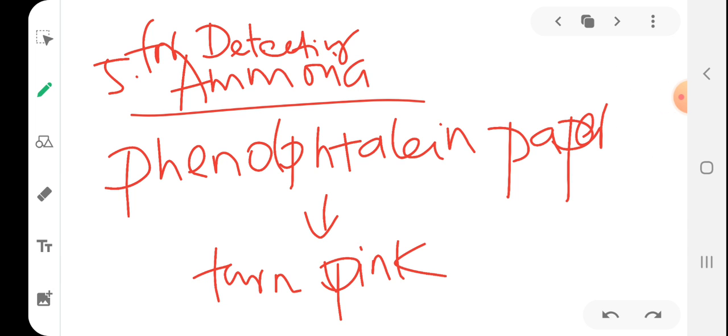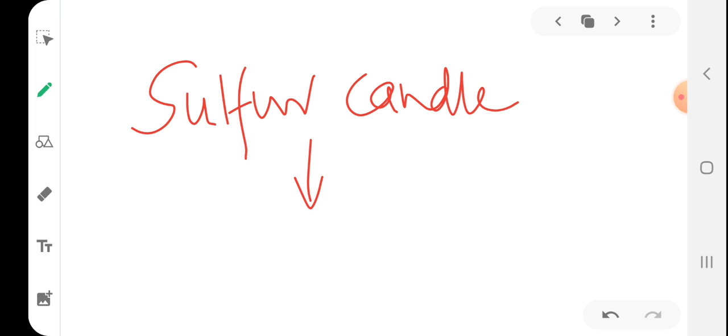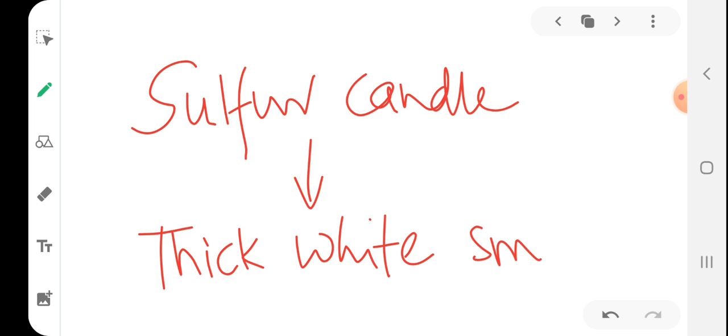Another method is by using a lighted sulfur candle, which will give a thick white smoke when it encounters the ammonia gas. Okay. So another method is the sulfur candle. If the sulfur candle is exposed to ammonia, a thick white smoke will be produced. So these are the methods of detecting refrigerant leakage.